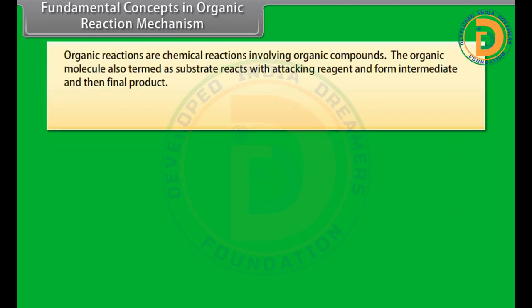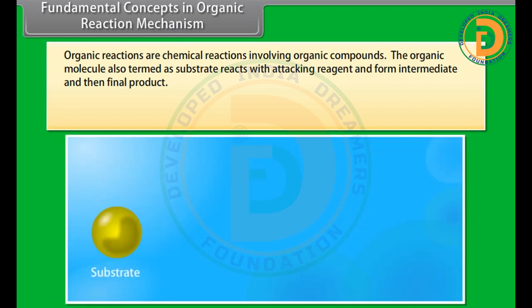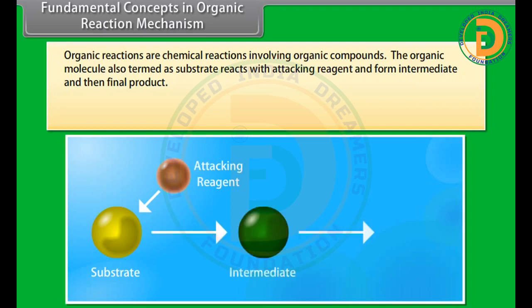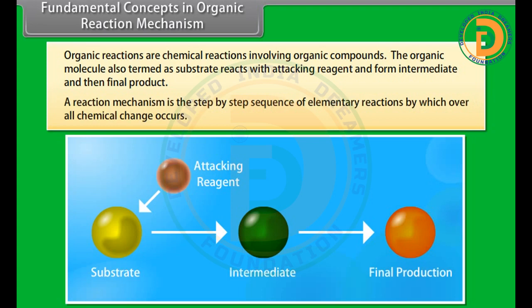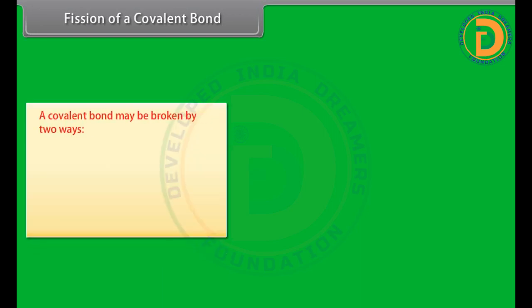Organic reactions are chemical reactions involving organic compounds. The organic molecule, also termed as substrate, reacts with attacking reagent and forms intermediate and then the final product. A reaction mechanism is the step-by-step sequence of elementary reactions by which overall chemical change occurs. Fission of a covalent bond. A covalent bond may be broken in two ways: heterolytic cleavage and homolytic cleavage.